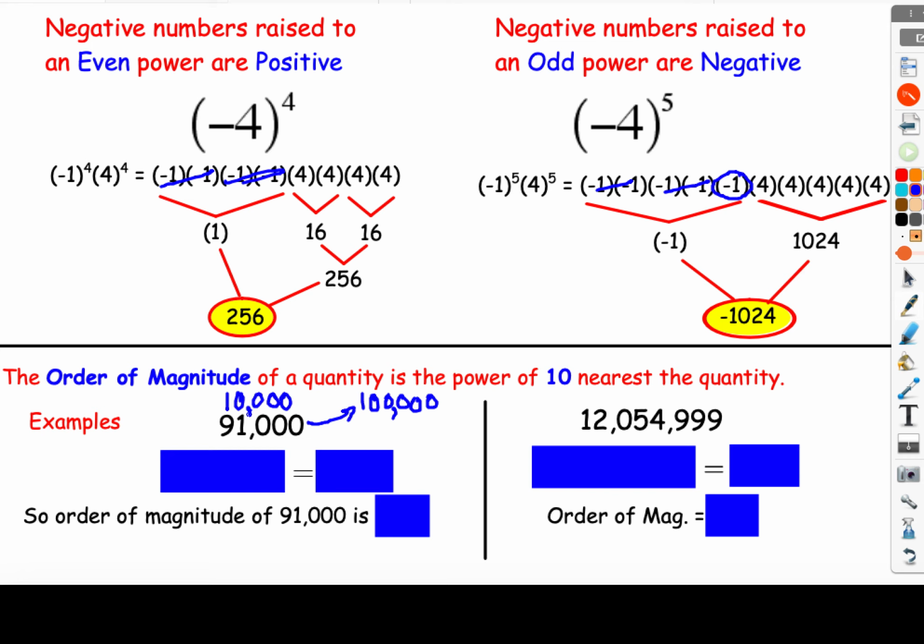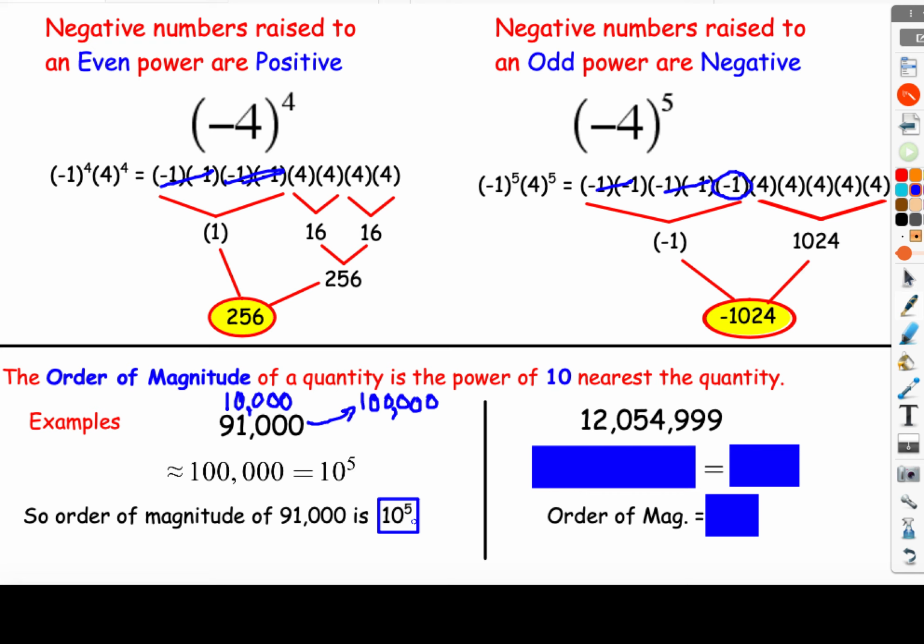Well, I would say 91,000 is only a little away from 100,000. Right? It's only 9,000 away there. It's 81,000 away from 10,000. So I would say it's closer to 100,000, which is 10 to the 5th power, which means its order of magnitude, again, is going to be 10 to the 5th power.